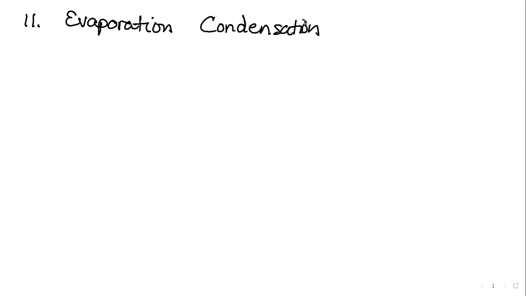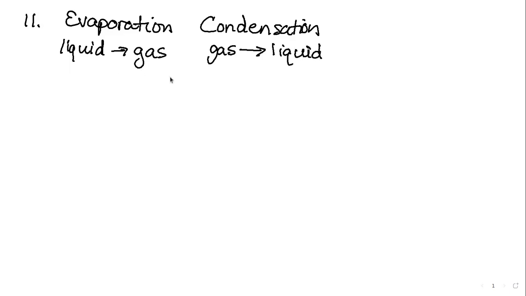Okay, evaporation and condensation. If you remember, evaporation is a liquid. You add heat to it and it becomes a gas. And condensation is a gas and you take the heat out of it and it becomes a liquid. Okay, so we're changing phases here. So are they chemical changes? Okay, the gas to the liquid.